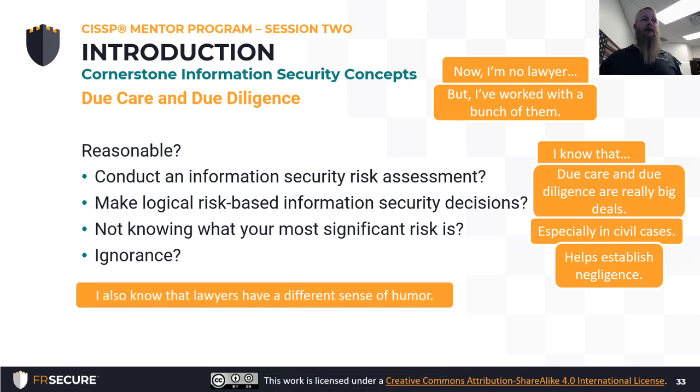I also know that lawyers have a different sense of humor. There's some stories around this. Yeah, it's not uncommon for me to crack jokes, not jokes, but loosen up the atmosphere a little bit. Certainly trying to be part of the group, right? And so you're sitting with a bunch of lawyers, and I don't do this anymore, but it's happened where I said something I thought was funny.